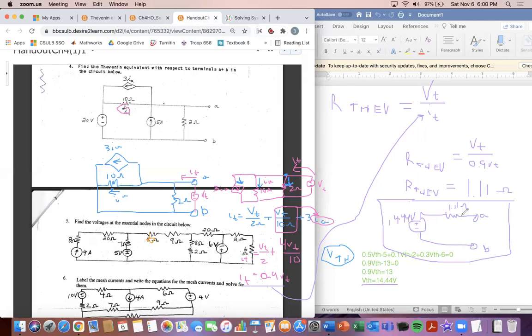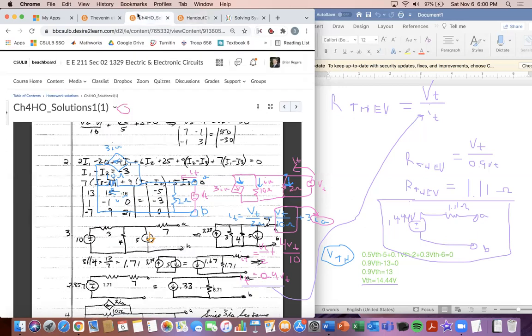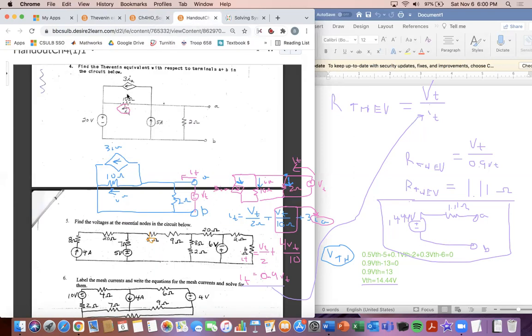So quick summary, number 4, what we did is we couldn't use the first one, source transformation, here because we had a dependent source in the circuit. And so what we did is we used the node voltage method. And so we found our node for V Thev. You can make it right here. We used node voltage equations and we found the value of V Thev down here. And then we removed the independent sources. So voltage source becomes a short circuit and current source becomes an open circuit.